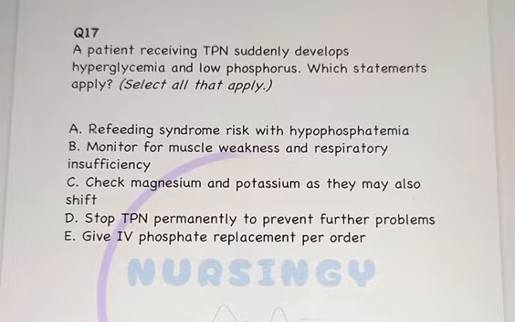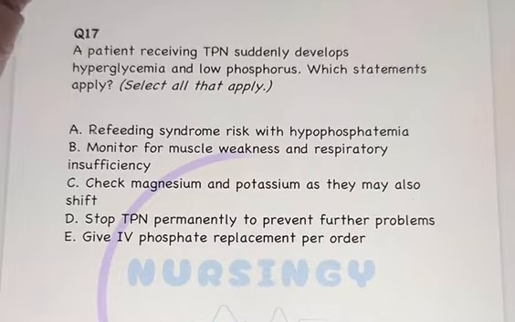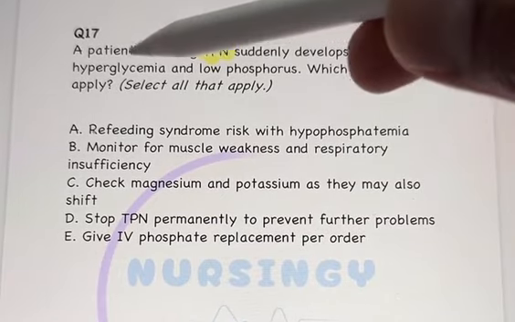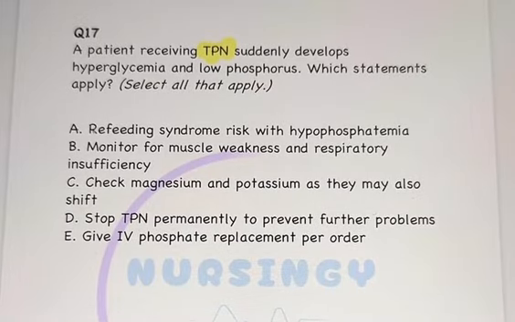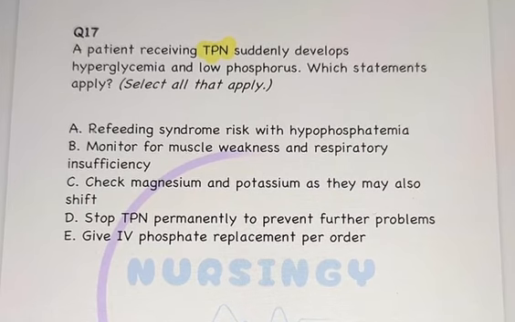A patient receiving TPN suddenly develops hyperglycemia and low phosphorus. Which statement applies? So we know TPN is nutritional support, total parenteral nutrition. Suddenly develops hyperglycemia and low phosphorus. Why? What's going on here with this patient? What kind of syndrome we see in TPN? There are not many syndromes with TPN, if you guys remember any.